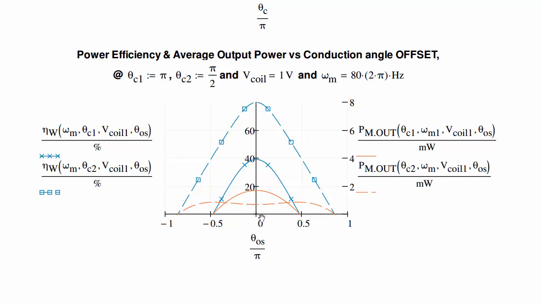So let's look at the full conduction case first. Here is our efficiency. We're at that 39.3% right there. That's the best we can do. And then as we move off of center angle for our conduction of 0, our efficiency drops on either side, right? And I'm sorry, yes, that's our efficiency right there. And our power, which is the orange here, also decreases. Okay.